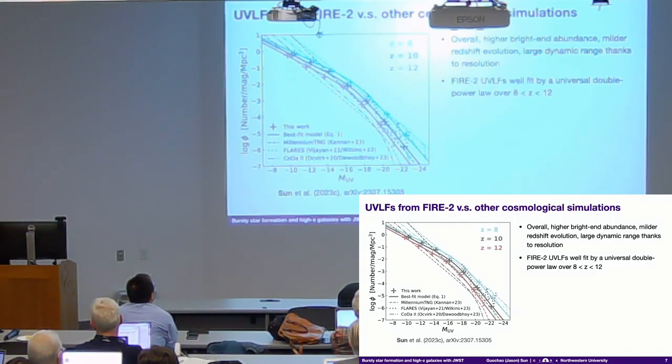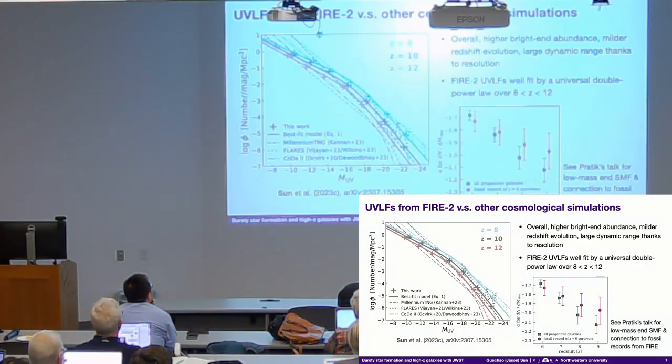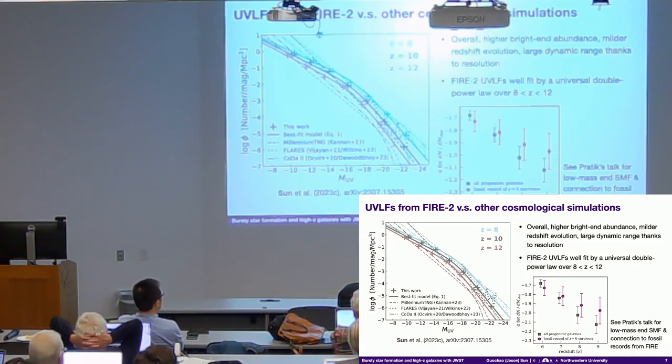To better describe this result, we also show that the UV luminosity function across this redshift range can be well fit by a universal double power law, where each of the parameters is allowed to evolve as a single power law in redshift. And just as a quick spoiler, if you're interested in the faint end or low-mass end of the galaxy distribution at these early epochs, and also their connection to the local fossil record, please check out Pratik's talk on Thursday, which also makes use of FIRE simulations.